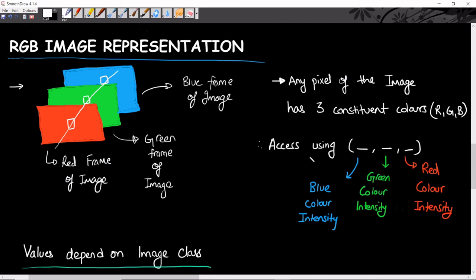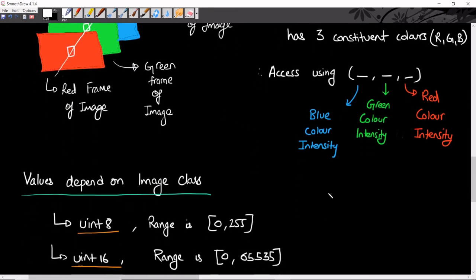So if you want to access the color intensity of any pixel, you access it using this syntax. You have your parentheses and three comma separated values, where the first value corresponds to your blue color intensity, your second value corresponds to your green color intensity, and your third value corresponds to your red color intensity. Now I'll take an example.